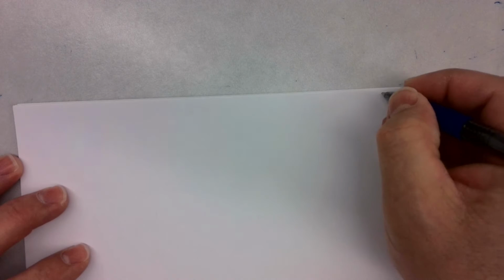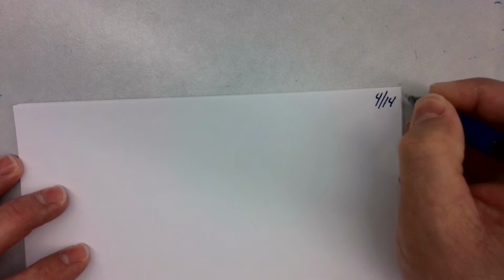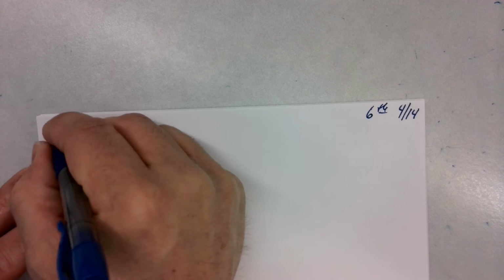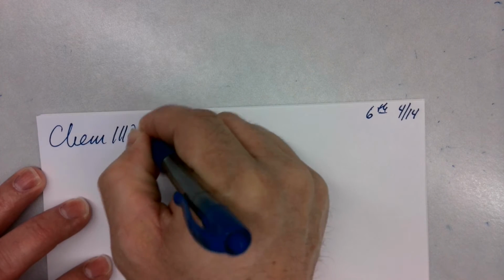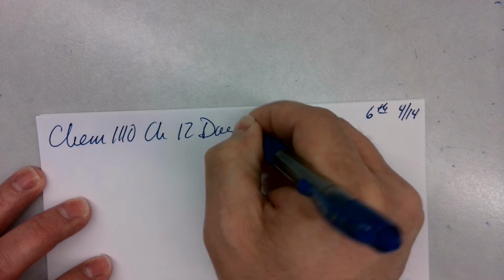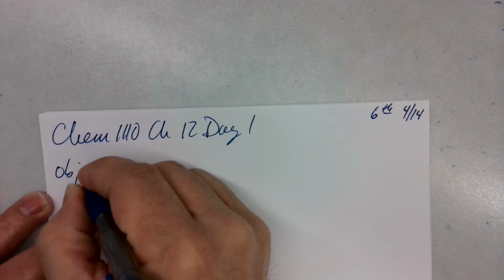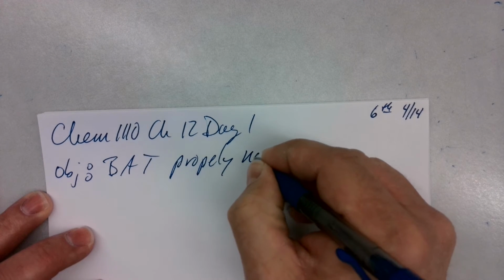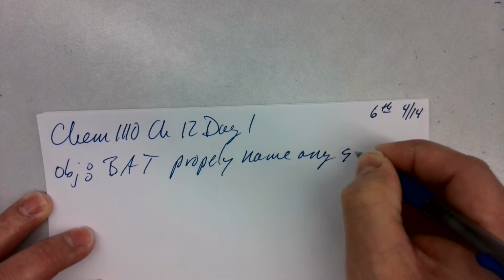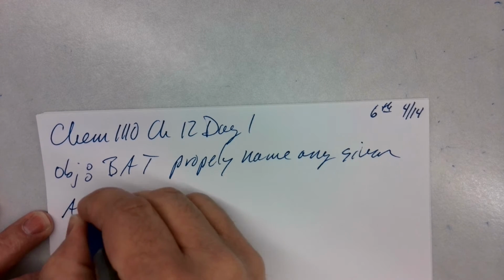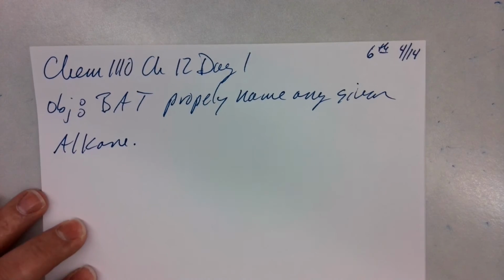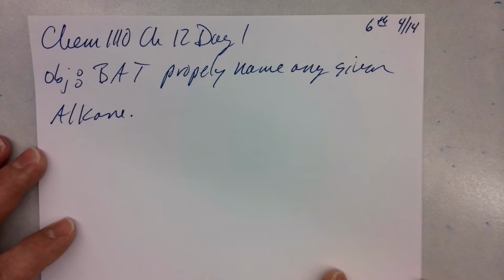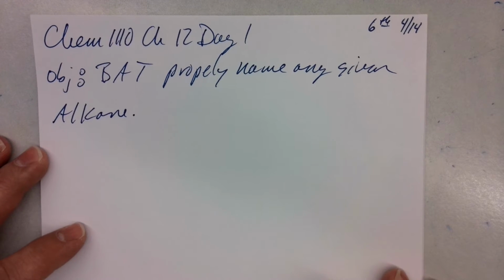Okay, so it is 4:14. And this is 6th period, and this is going to be Chem 11:10, chapter 12, day 1. And our objective is going to be able to properly name any given alkane. Now, I'm going to show you what they're going to expect you to do.